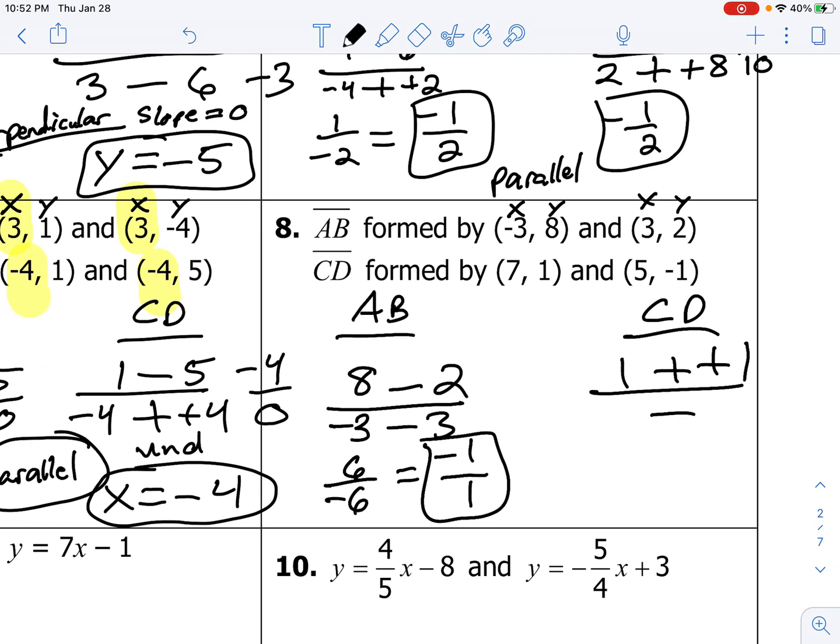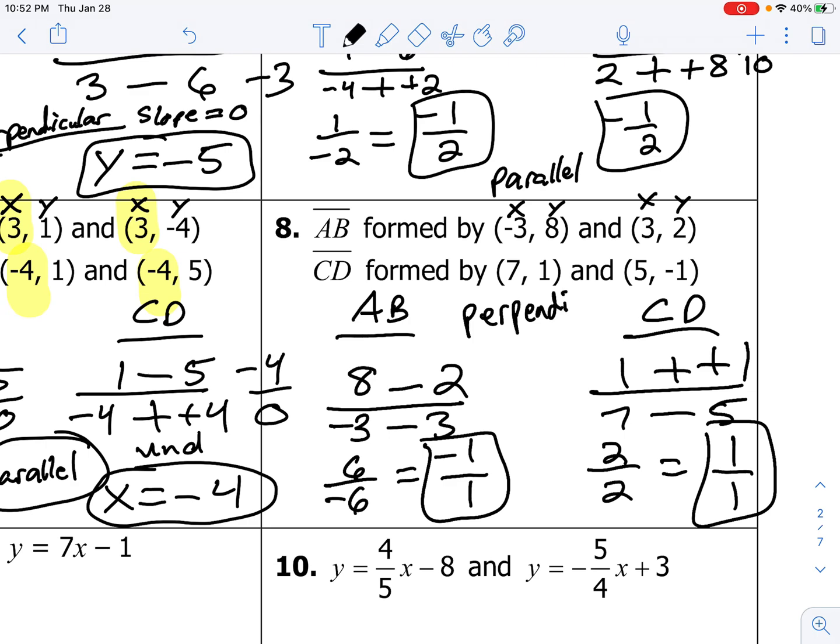And then drop my X's on bottom. Okay, so 7 and 5. So when you add them together, we've got 1 plus 1 is 2. 7 minus 5 is 2. When you reduce the fraction, you get 1 over 1. All right, and we've gone over this earlier in a couple other videos. -1 over 1 and +1 over 1 is perpendicular.